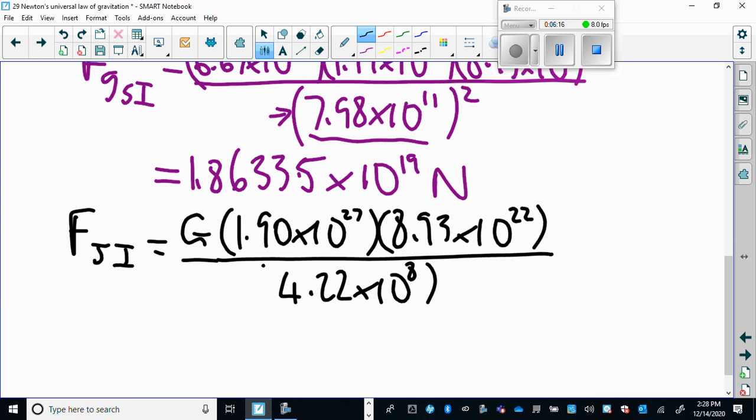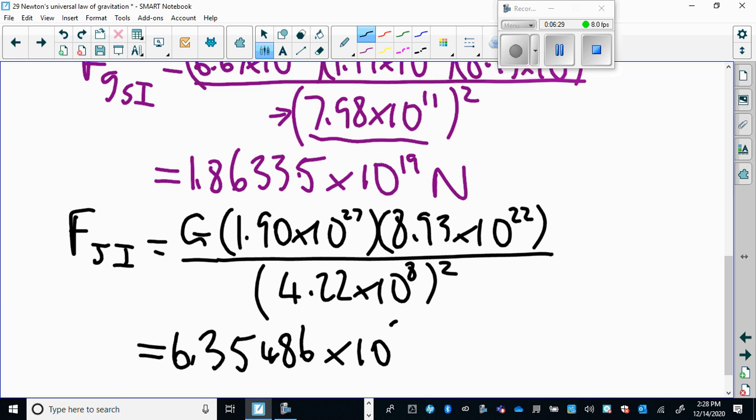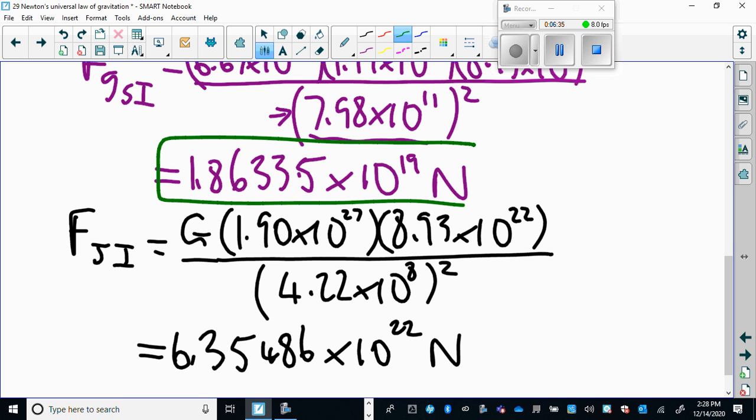Again, don't forget to square it. Right? And you're going to end up with 6.35486 times 10 to the 22 newtons. So there we go. We've got two forces acting in opposite directions.